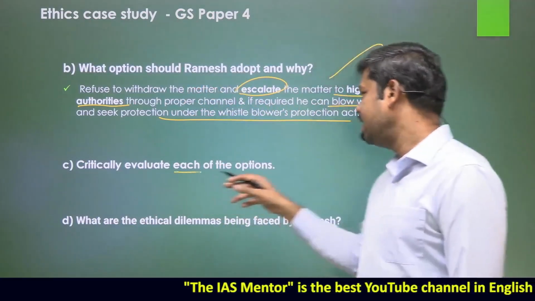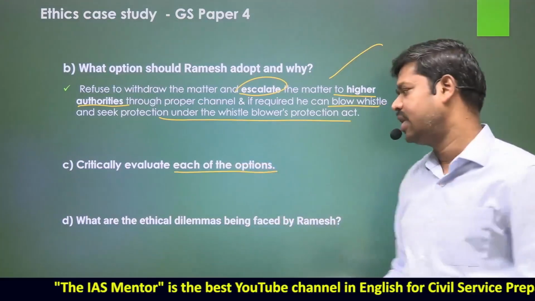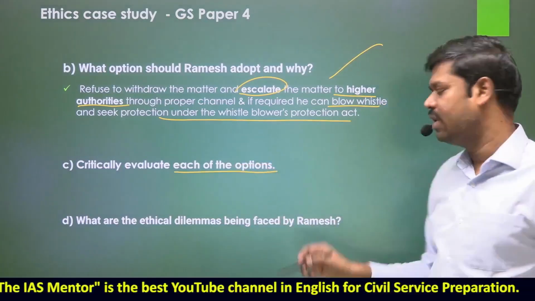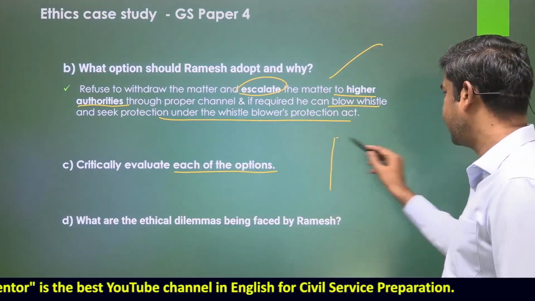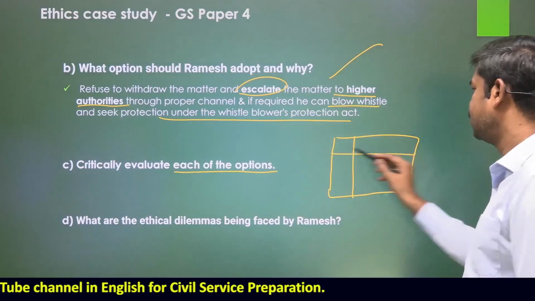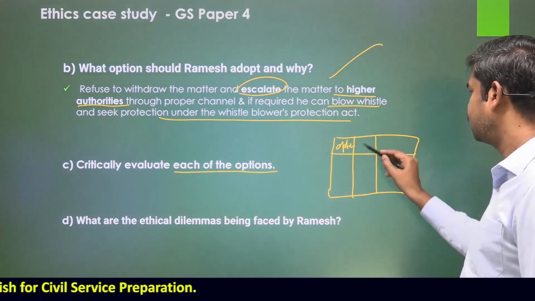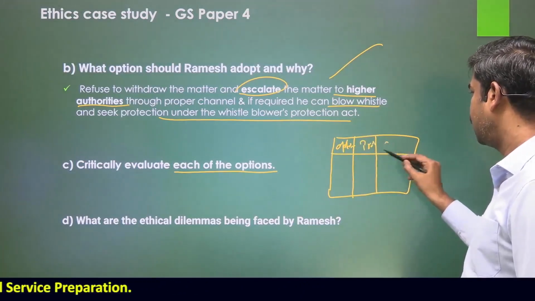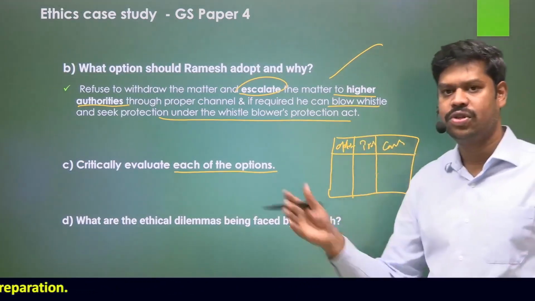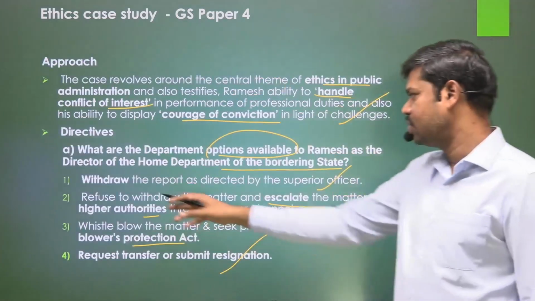Critically evaluate each of the options. This is again important. Now they are asking you, you have given 4 options earlier, so now you will have to critically evaluate all those options. Here you can make a table. In a table column, you can give the options, and then you can discuss the pros and you can discuss the cons. In this way you can discuss it. So let me just quickly take you to the options. We'll discuss the pros and cons.